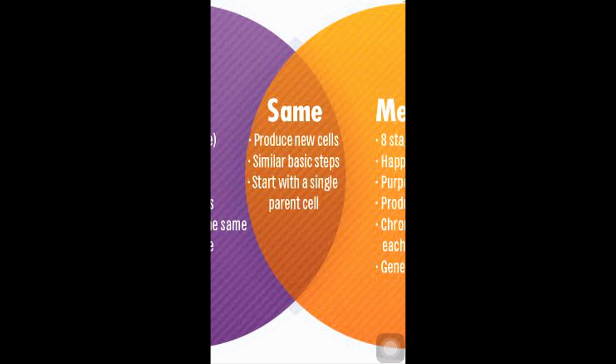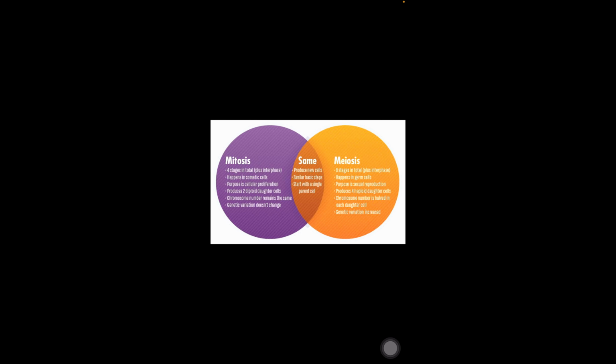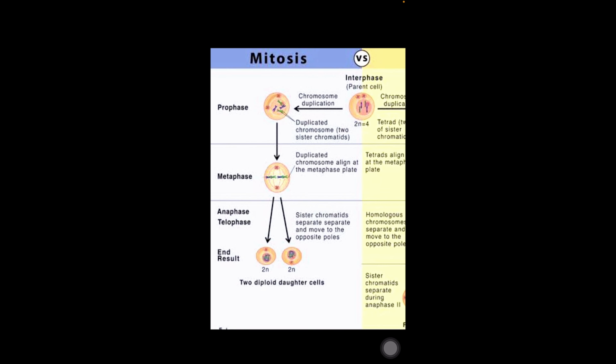Okay, and this is the same for both mitosis and meiosis. Both produce new cells, of course. Mitosis is diploid, and meiosis is haploid. They have similar basic steps. They start with a single parent cell, of course. And now, look at this clearly.